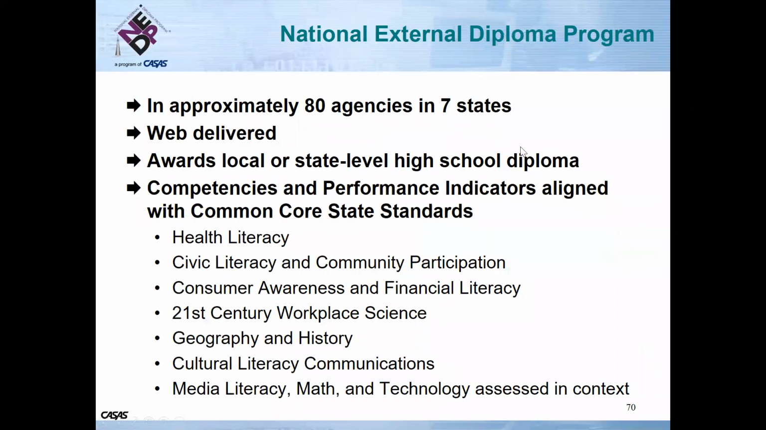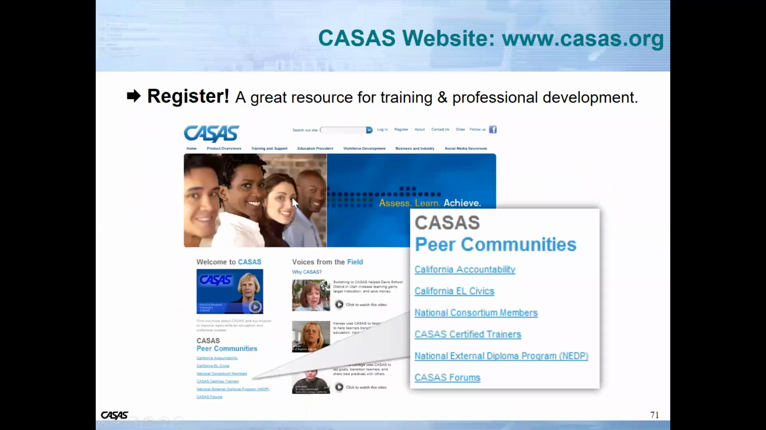Then our National External Diploma Program, it's growing, and if you are not familiar with it, please contact us. It's an alternative to the HSE test, where it's competency-based, and you do get a high school diploma that's awarded at the local or the state level, depending on your state. So if you're interested, contact us. We'd be glad to tell you more about it. Our CASAS website is chock full of helpful and interesting information, so please do use it.